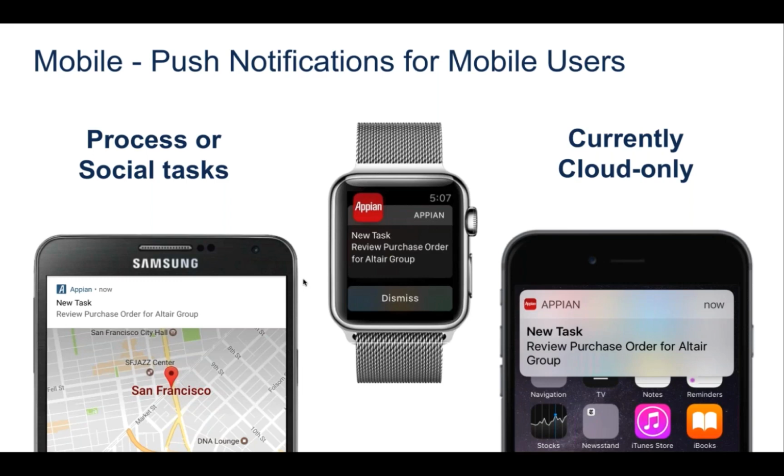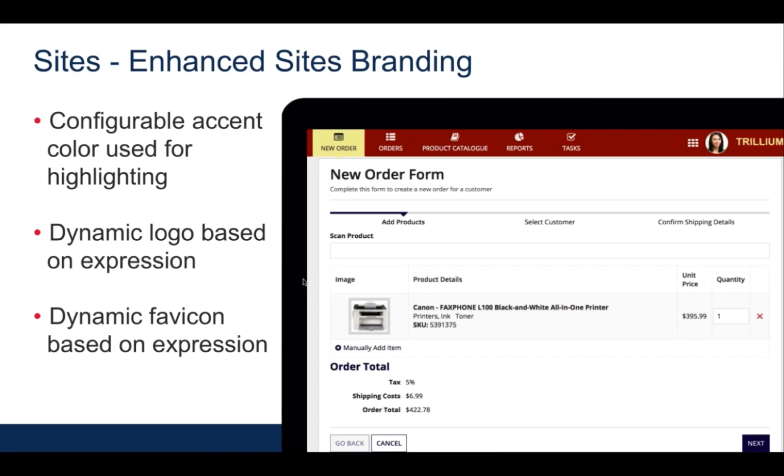So continuing on, next we have sites and enhanced branding. We're going to spend a few slides here talking about all of our sites updates. Sites introduces some enhanced branding controls. First, the configurable accent color that came to Tempo before is now also available in sites. You can also now apply a dynamic logo as well as a fav icon based on a rule expression. So it gives you a little bit more personalization to the overall experience, as well as a little dynamic behavior.